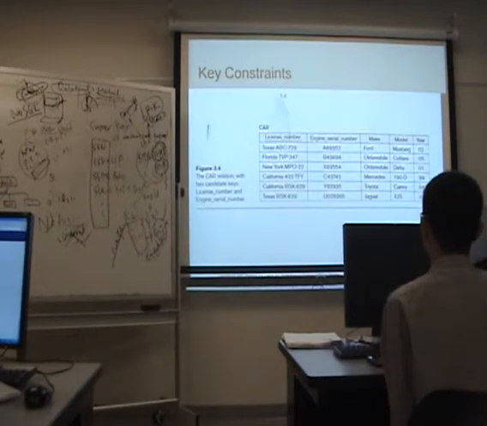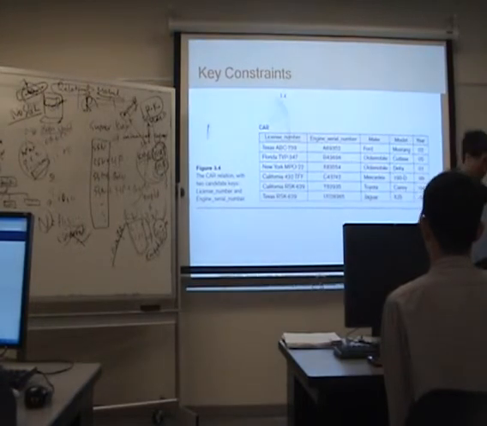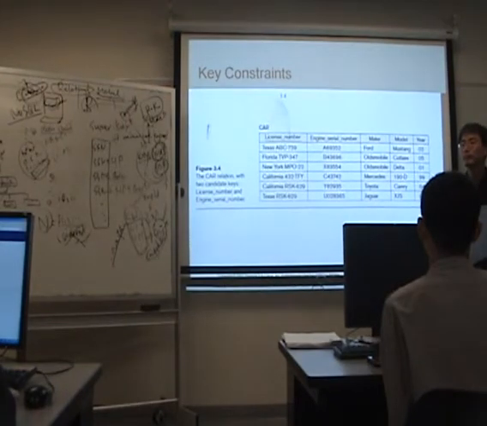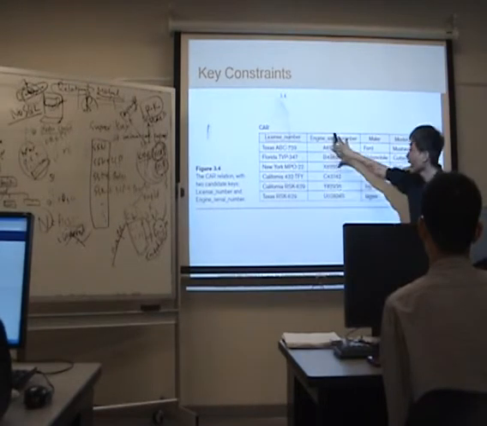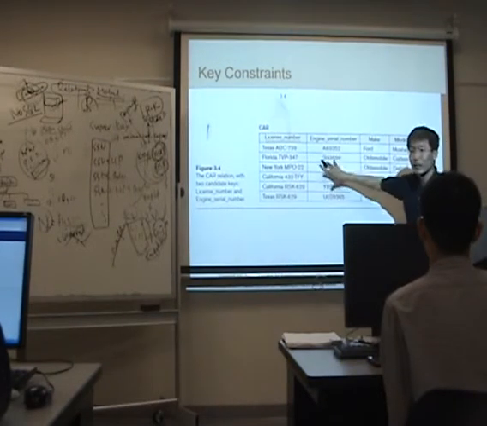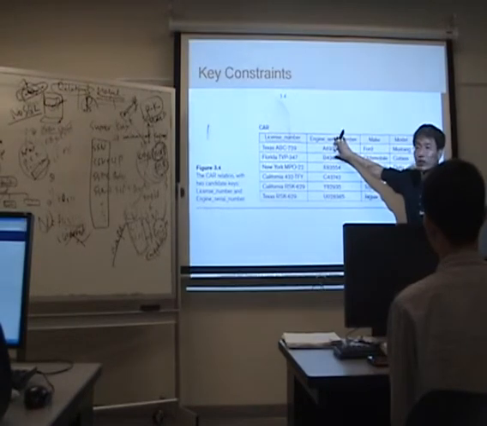License number is a primary key of car, so we can underline. These are attributes. The engine setup also is unique. The engine serial, yes, it can be unique. If that is unique, then that is the candidate or secondary key.